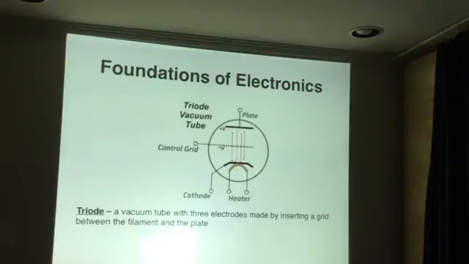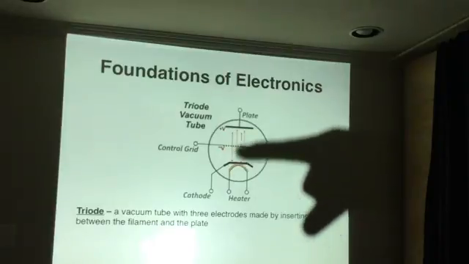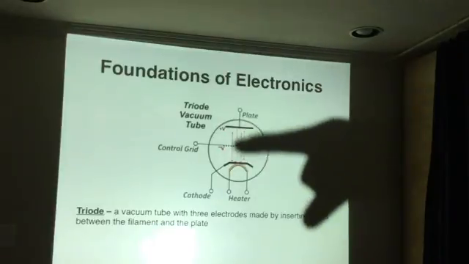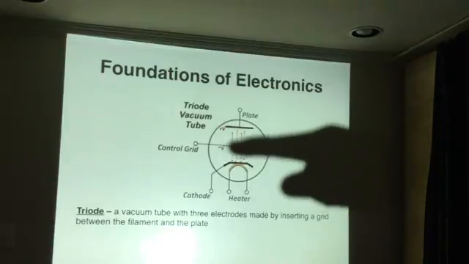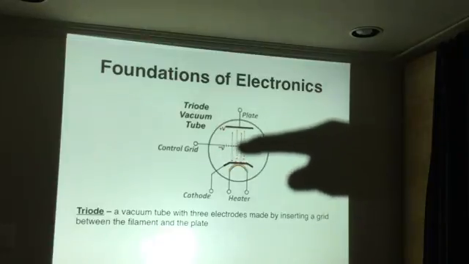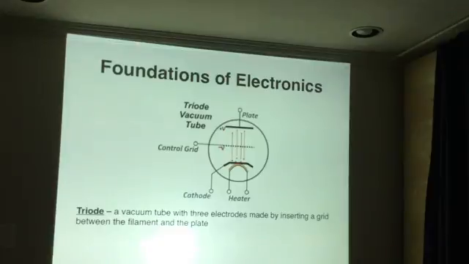Now, by doing this, you could charge this grid in a number of ways. If the grid had no charge, then the electrons would flow freely as expected. However, if you put a negative charge in this grid, you could stop the flow of electrons. And so that was the purpose of the triode, was to give you control over the flow of electrons across the gap between the anode and the cathode.